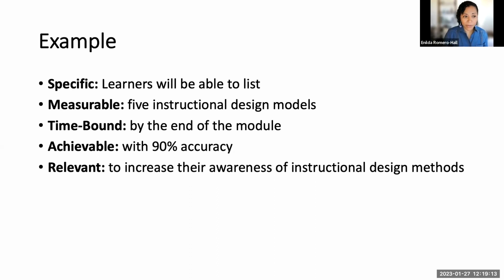to increase their awareness of instructional design methods, right? So again, my learning objective is specific because I want the learners to list. It's measurable because I want them to list 5 instructional design models. It's bound to a module, and I want them to do this with 90% accuracy, and then I make it relevant because it relates to the content that they are covering, right?